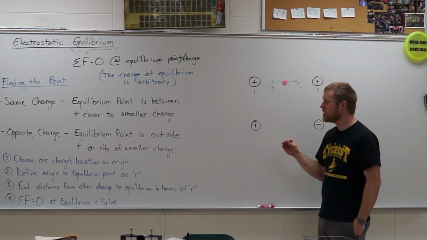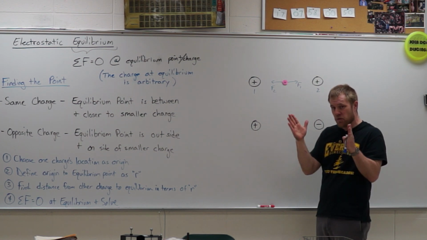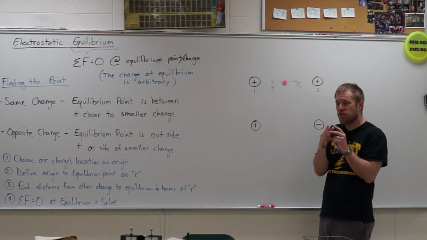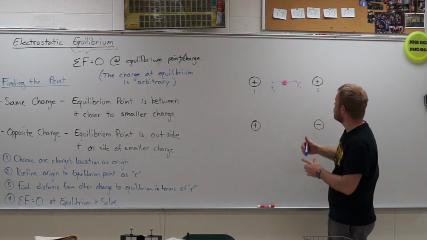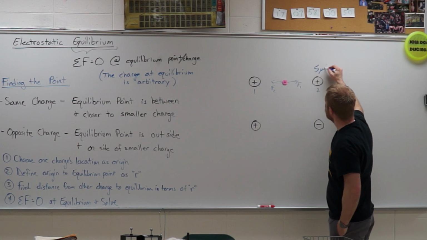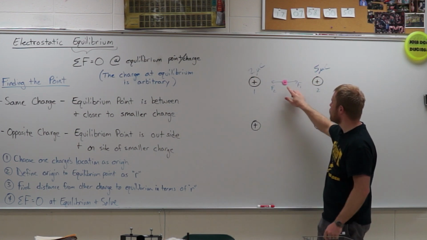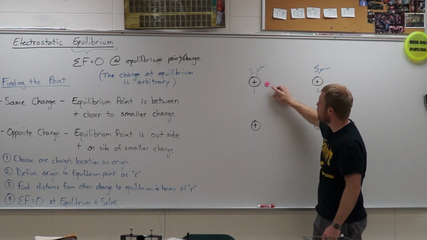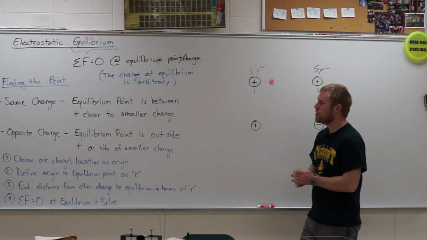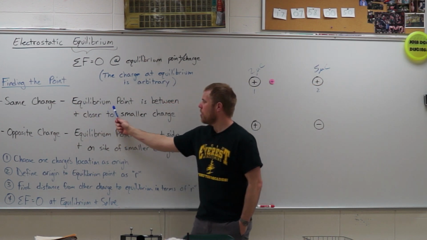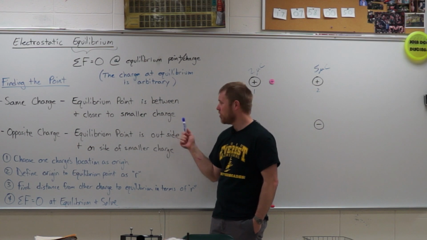Now, in order for those forces to balance, it's got to be closer to the smaller charge, because the closer the two charges are, the larger the force is. If I have a larger charge, it's going to produce a larger force. So maybe this is 5 microcoulombs and this is 2 microcoulombs. My equilibrium point is going to be a little bit closer to the 2 microcoulombs so that those two forces are equal. So whenever you see same charge, know that the equilibrium point is between the two charges and it's closer to the smaller charge.